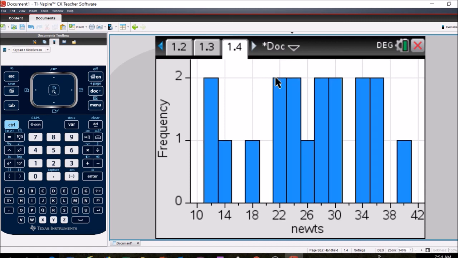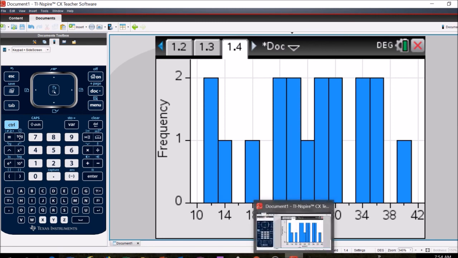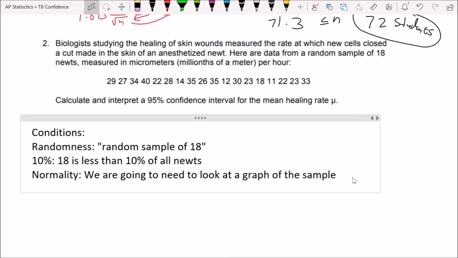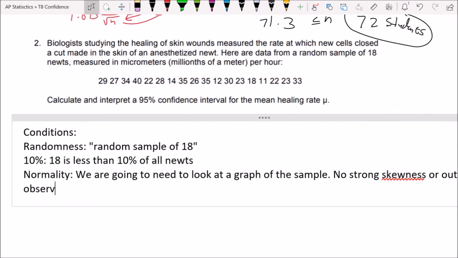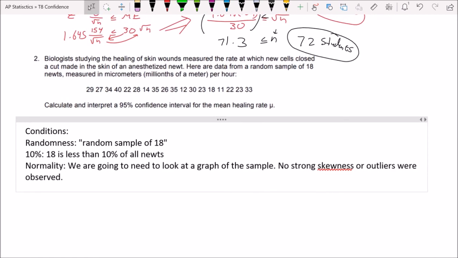Do I see any strong skewness or outliers? No, not really. And so this is where it gets weird, y'all. If we don't see strong skewness or outliers, then we're going to proceed with the calculation, okay? And when we did this, no strong skewness or outliers were observed. Okay, and so we're going to roll with it. And so now they want us to have a 95% confidence interval for the mean healing rate of mu.